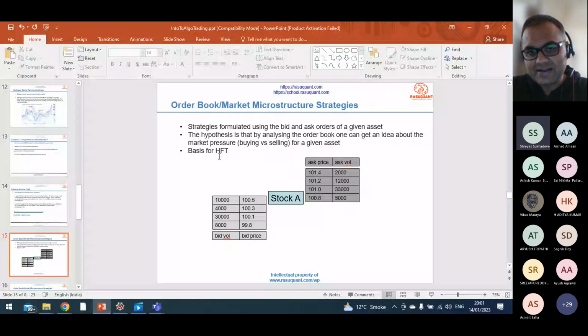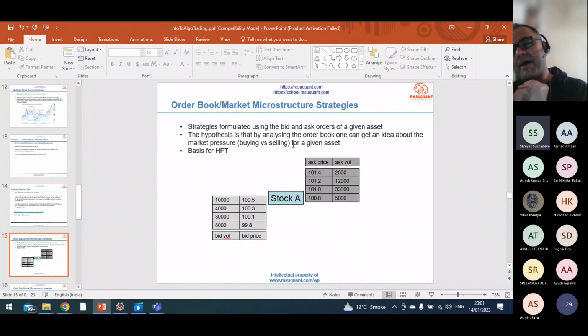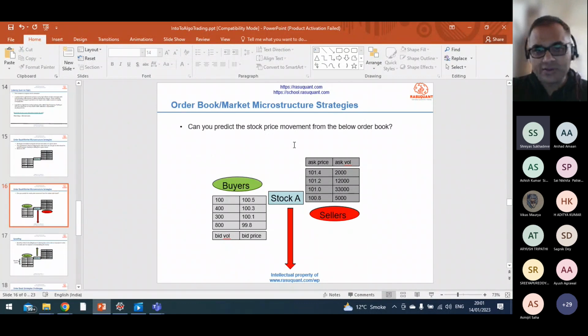So the idea is that if you have a very good visibility of this order book, you know which way the wind is blowing, whether more people are interested in buying a stock, or whether more people are interested in selling a stock. All right, so let me show you an example. So this is an order book. Just look at this order book and tell me whether you expect this stock to go up or down in the near future.